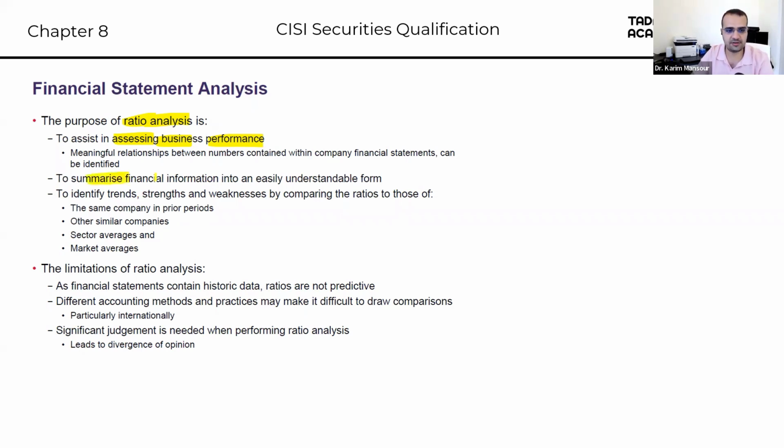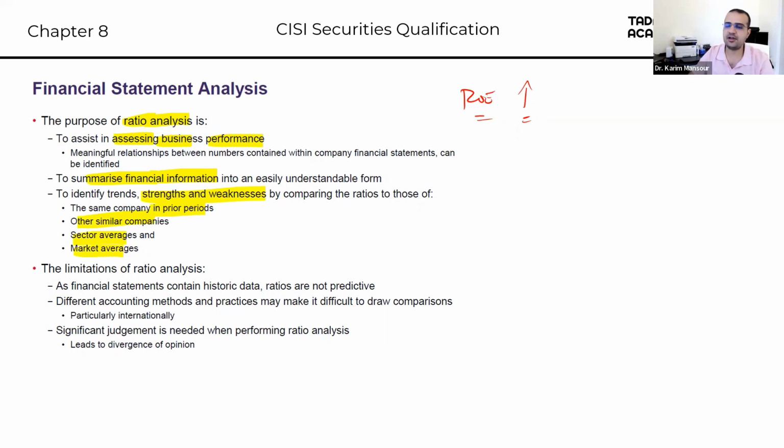Ratios also summarize financial information. So if I say the return on equity has gone up, well, just by saying that, it's a positive thing, because I know that the profit of the company has improved compared to the equity invested. It also helps you identify the strengths and the weaknesses in the company, either from the previous period, for example, the performance of this company now compared to last year or last quarter, or to its peers in the market, or to the market average or the sector average.